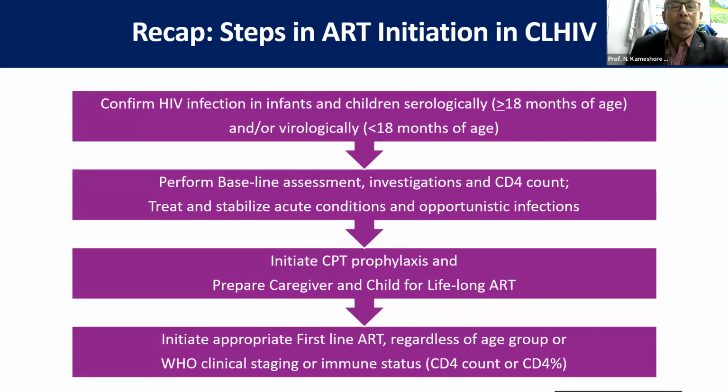Then we should initiate CPT, that is cotrimoxazole preventive therapy, and prepare caregiver and assign for the lifelong ART. Then we should initiate appropriate first-line ART. Now it is given regardless of the age group, the clinical staging, or immune status of the child, that is CD4 count. Next.